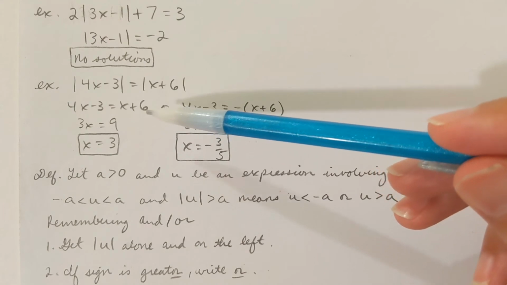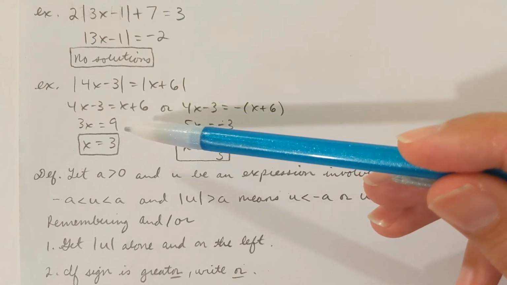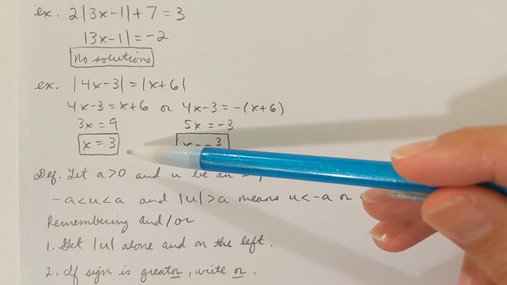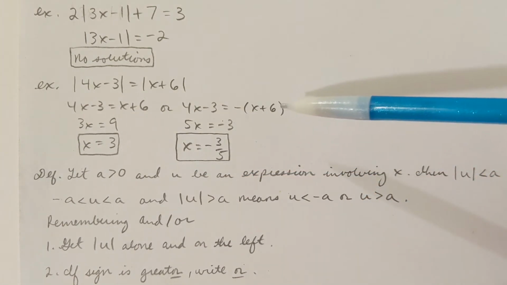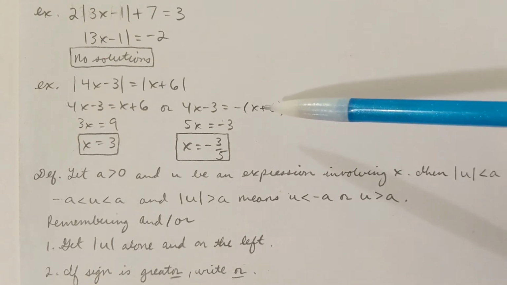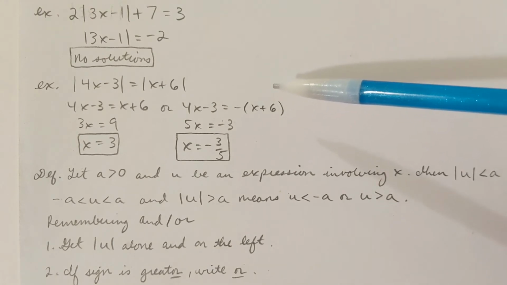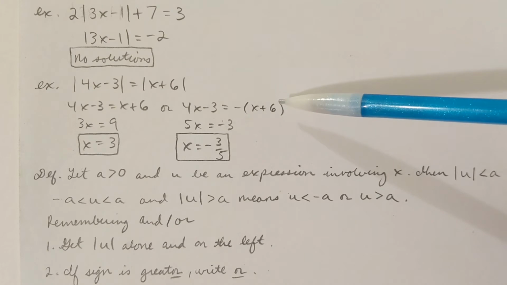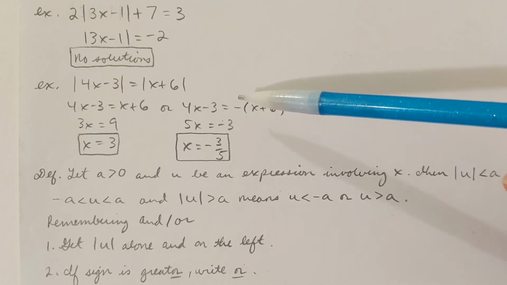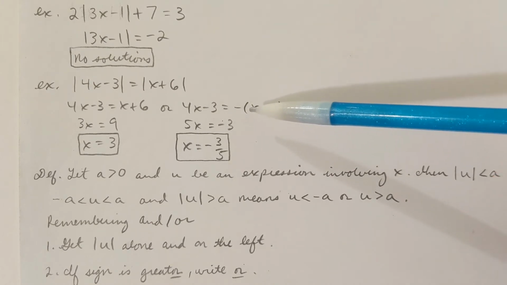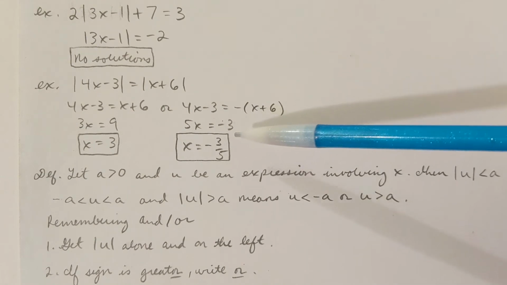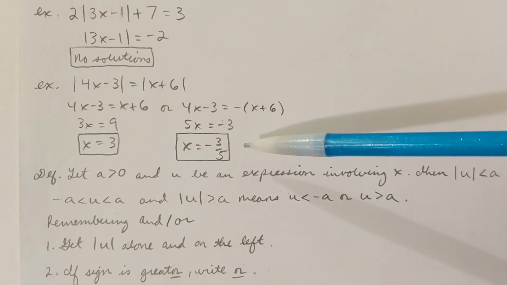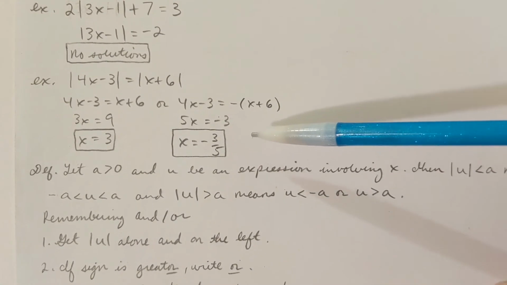When I subtract x and I add 3, 3x equals 9, which means that x is 3. And here, when I distribute the negative 1, negative x minus 6, when I add 3 and then add x, 5x equals negative 3. x is equal to negative 3/5. Again, both of those are solutions.